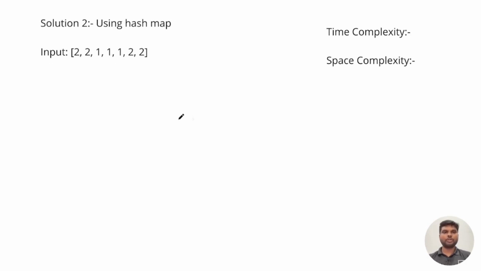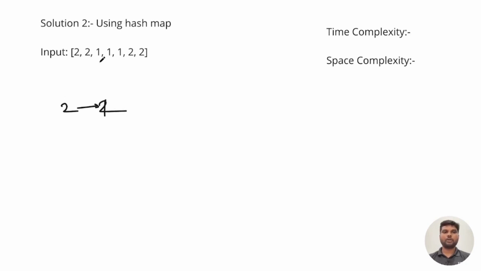Okay, so in this approach we will create a hash map. We will first iterate over all the elements in the array. So we will start with 2. We will create an entry in the hash map with key as 2 and value as 1. Okay, next time we will encounter 2. We will look up in the hash map whether 2 exists. If it exists, we will increment its count.